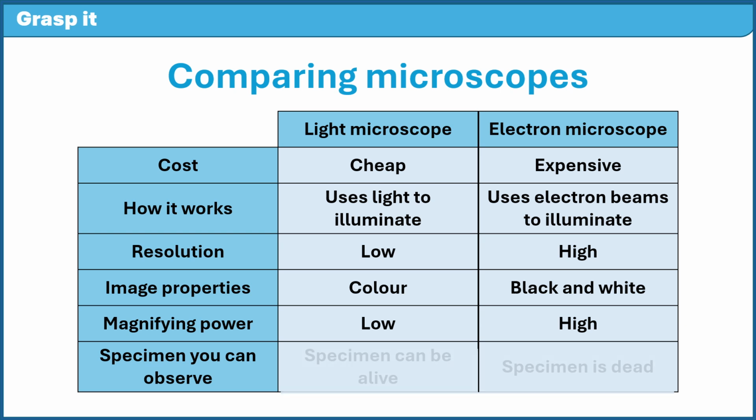And finally, the specimen you can observe. With light microscopes, the specimen can be alive, but with electron microscopes, the specimen is dead.